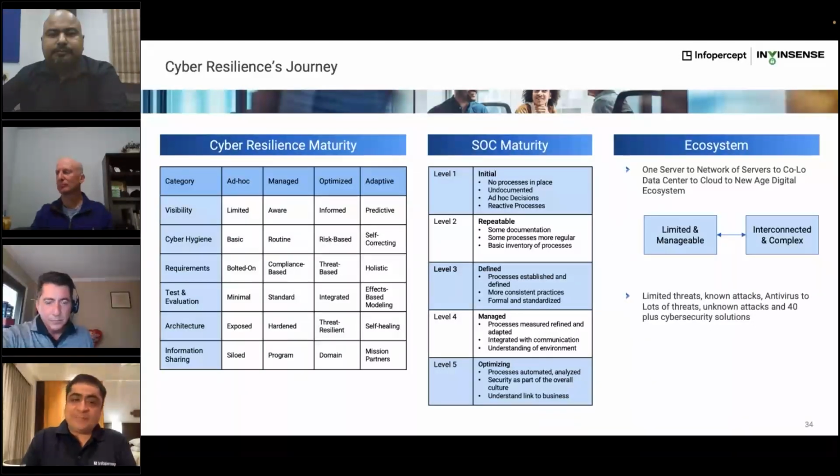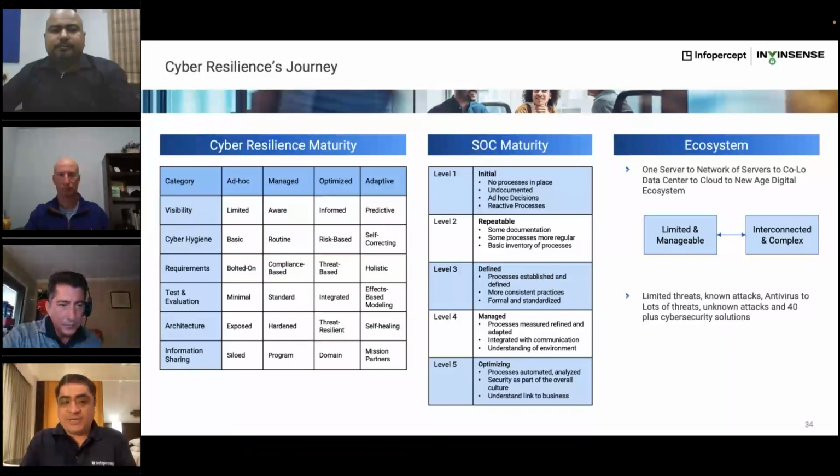So cyber resiliency maturity also requires different steps to be followed, different areas to be addressed, from visibility to hygiene to different requirements, the testing, the architecting. And then probably it flows from where you are, which could be ad hoc to managed to optimized and adaptive. To reach the adaptive stage and cover all the areas itself is a major task for an organization.